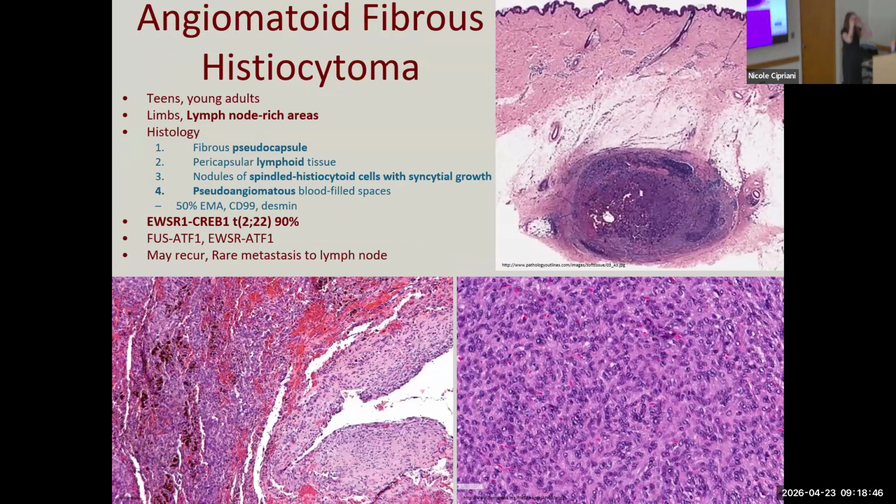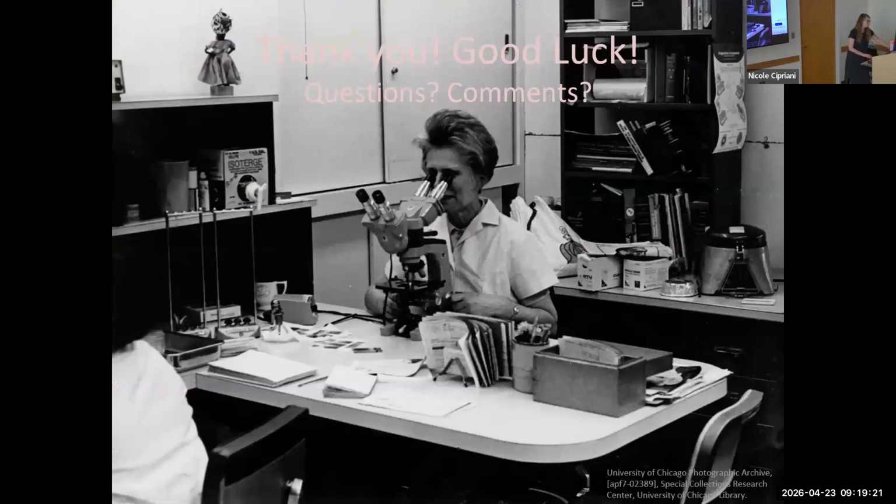Angiomatoid fibrous histiocytoma, usually in lymph node rich areas of young adults. Again, kind of axilla and groin. On low power, you might think you're looking at a lymph node because you have a lymphoid rim. However, when you look in the center of it, you'll see ectatic vascular spaces and these bland, monotonous spindly cells. They sometimes stain with EMA, CD99, or desmin, and they specifically have EWSR1-CREB fusions. Here are the alternate partners. They can occasionally also metastasize to distant visceral sites or nodes.